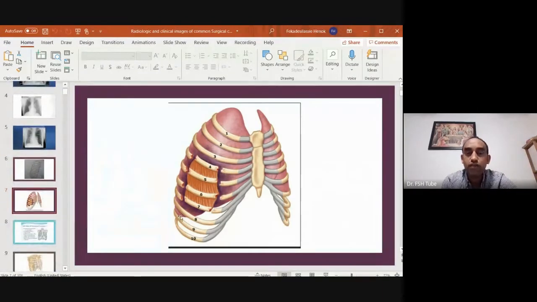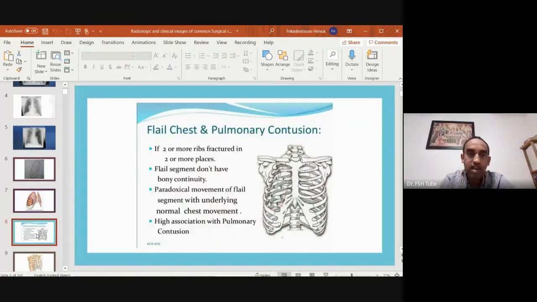And for somebody to develop a flail chest, a flail segment, what kind of force should be applied on the chest? A simple blow or a very high energy, high impact force? Blunt, high impact force. That is why the complication is contusion of the underlying structure. You can see the underlying lung is kind of bruised. It's not as pink as this one because a very high impact is applied on the chest wall, fracturing multiple ribs at two different sites, resulting in a contusion of the underlying lung. Okay, so flail chest: two or more ribs, flail segment doesn't have bony continuity, paradoxical movement.